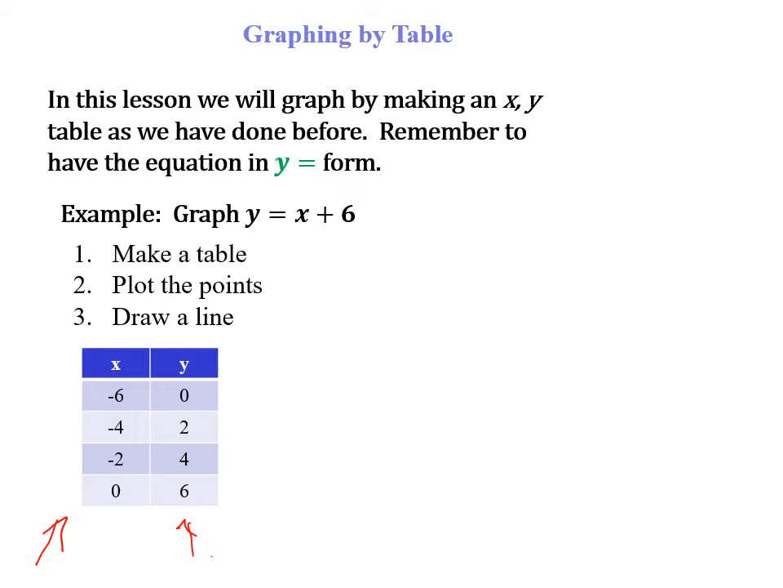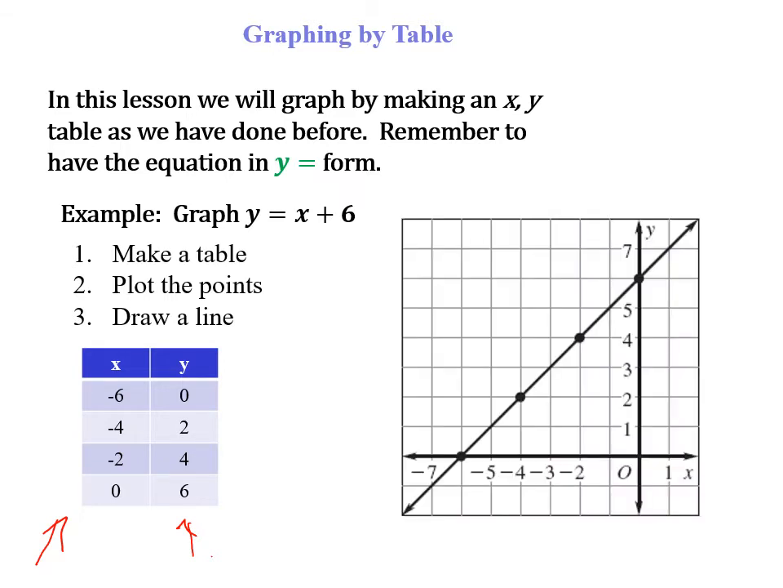So our coordinate points that we're going to graph are -6, 0; -4, 2; -2, 4; and 0, 6. And there you have a graph with those 4 points plotted. We will use a straight edge to draw a line through those 4 points. If you have done it correctly, all of the points should line up along one line.